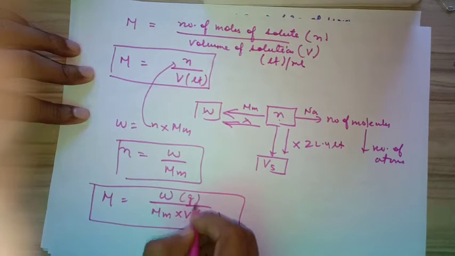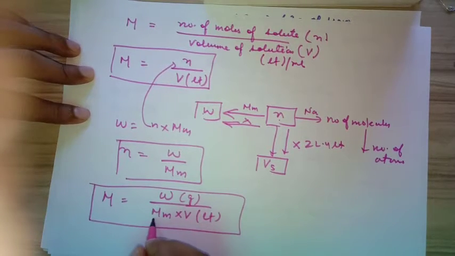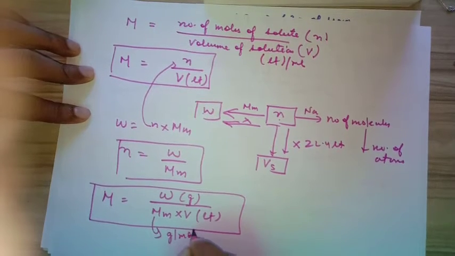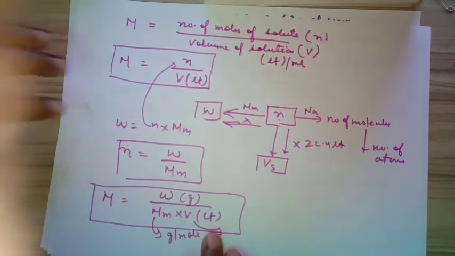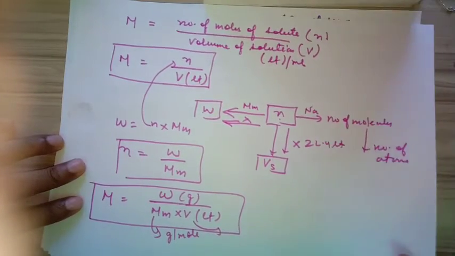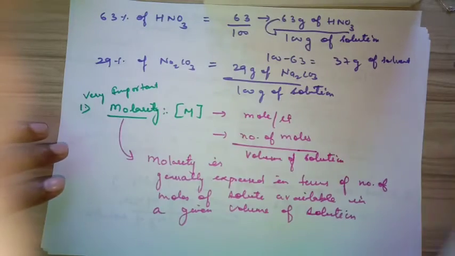This will be given in terms of gram. Molecular mass, that is molar mass, will be in terms of gram per mole, and volume can be in liter or ml. So this part is in liter. Now what if we have to express it in ml?